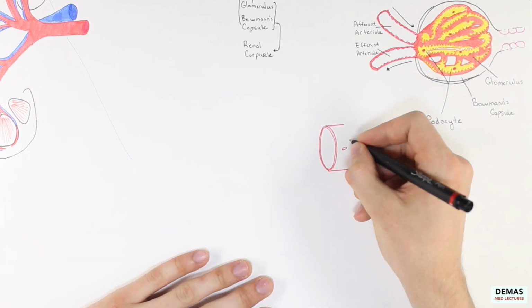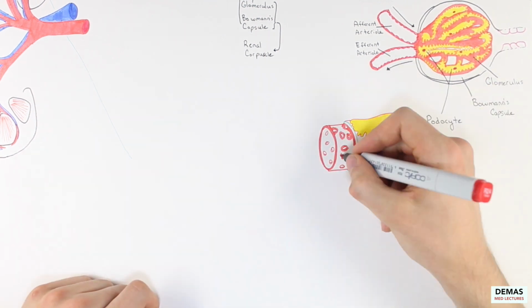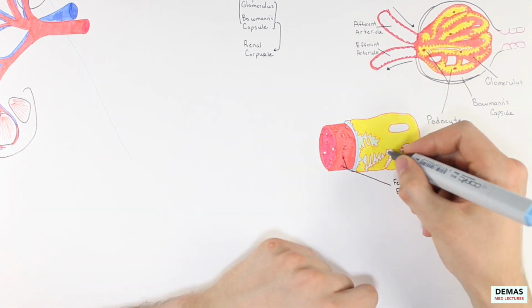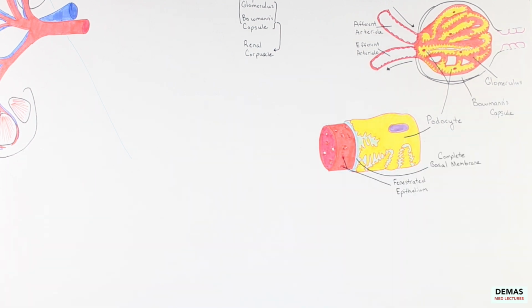Notice how the capillary has a number of layers that contribute to its selectivity in filtration. The early filtrate must be able to pass through the fenestrated epithelium, the basal membrane, and the spaces between the podocyte foot processes to be able to continue to the next part of the nephron.